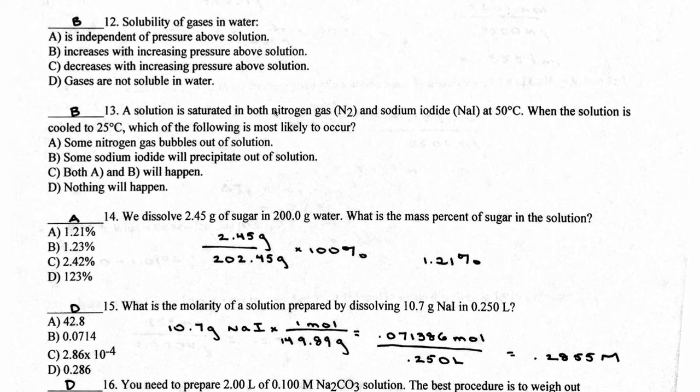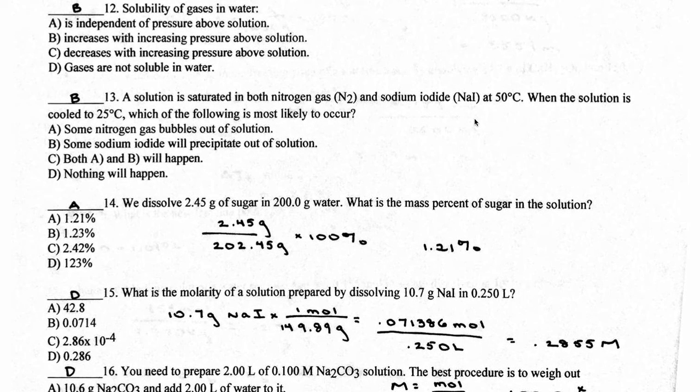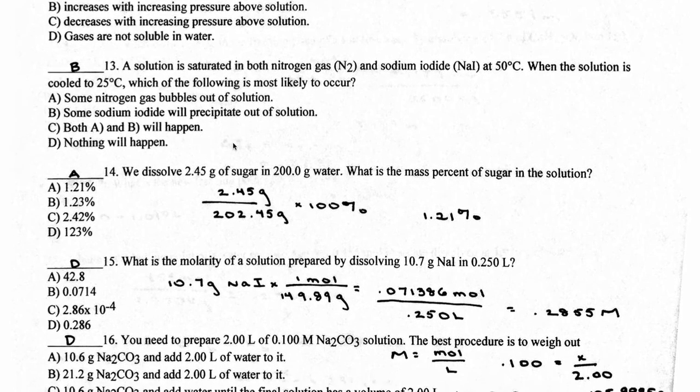A solution is saturated with N2, which is a gas, and NaI, which is a solid. When the solution is cooled, so we're cooling it, which means the gas would become more soluble, but the solid would become less soluble because temperature has a different effect on gases and solids. So B, the sodium iodide would precipitate out, and that's because solids are less soluble when it's cold, while gases are more soluble.